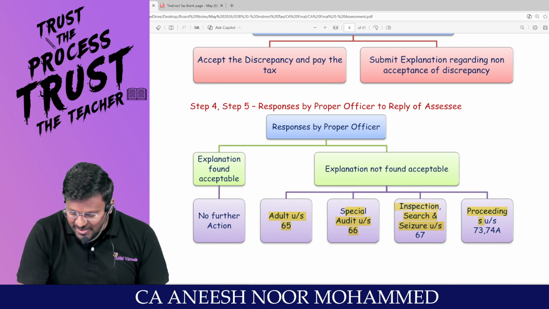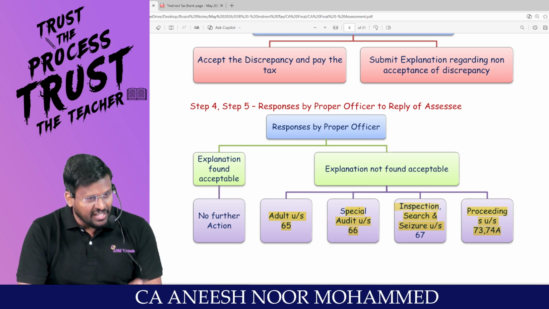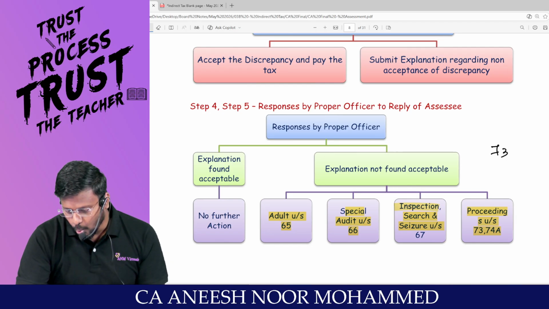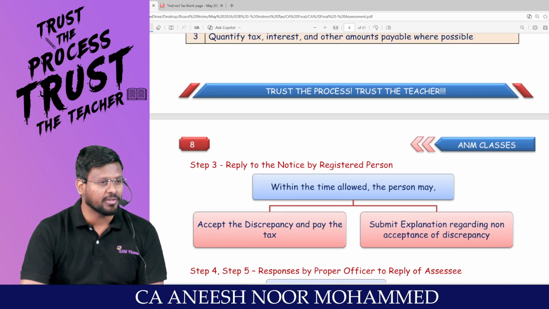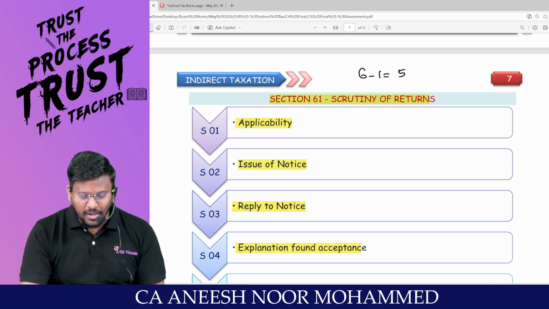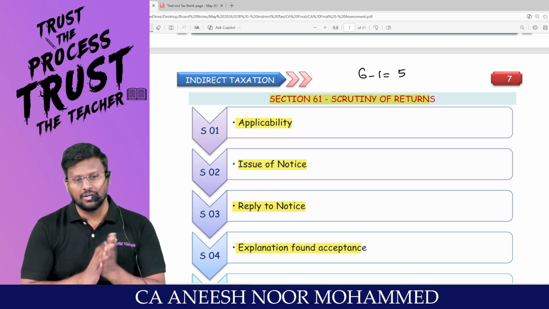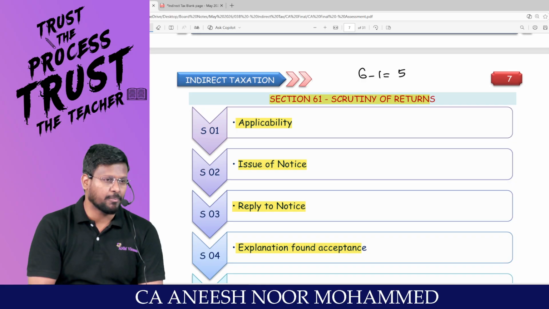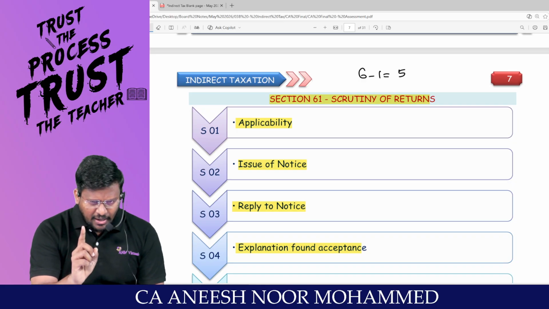The proceedings will be under section 73, 74, 74A. Three sections will be happening, man. One is 73, 74 and 74A. Are you all ready with me? That means this is section 61 of return, scrutiny of return. 6 minus 1. How many step approach? Step number 1, applicability.